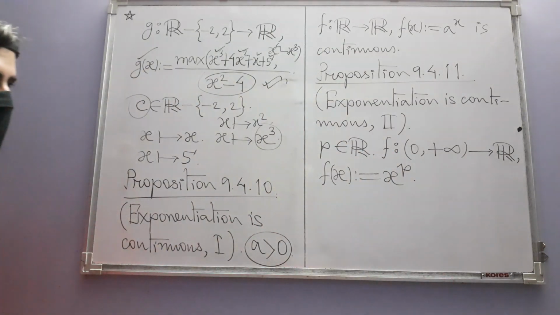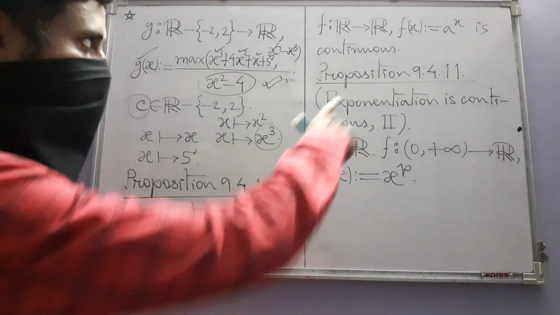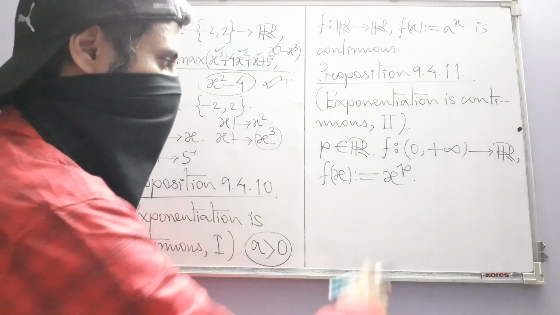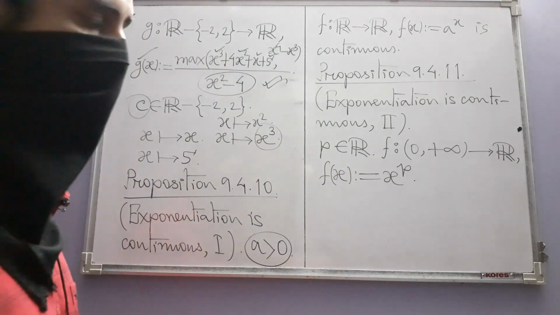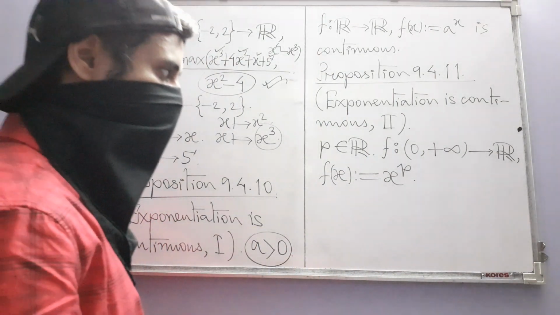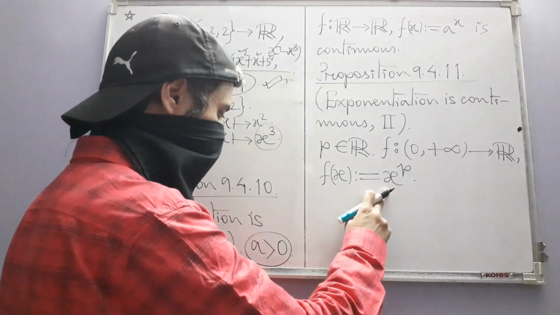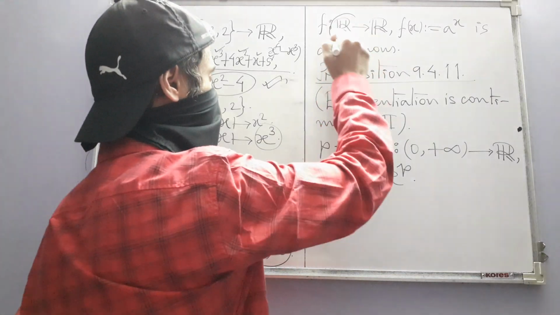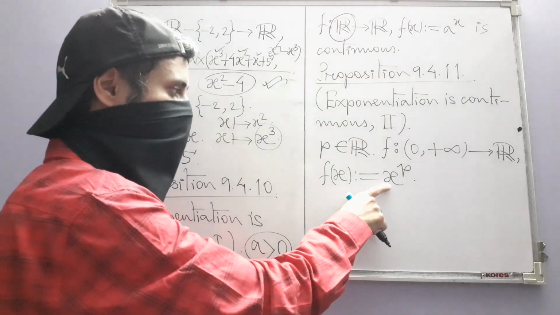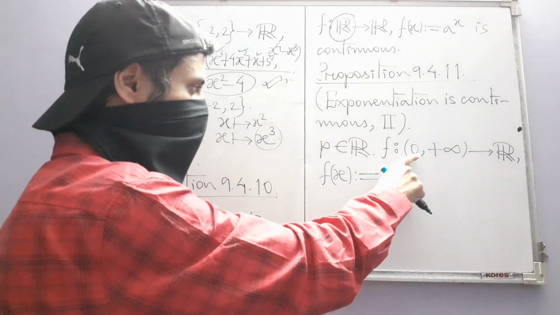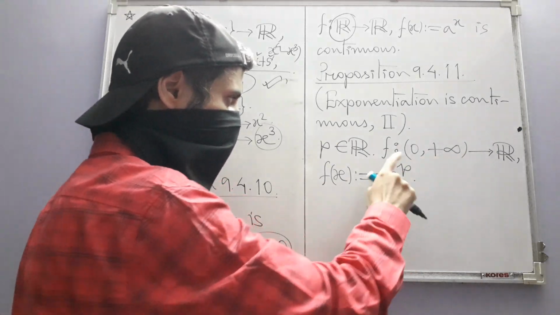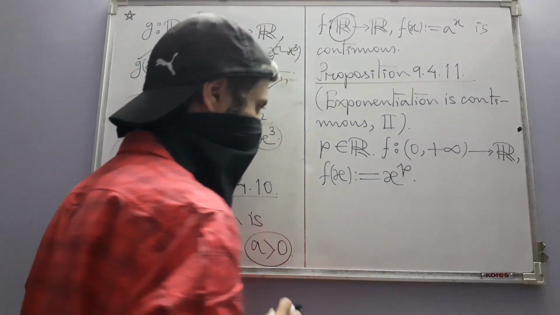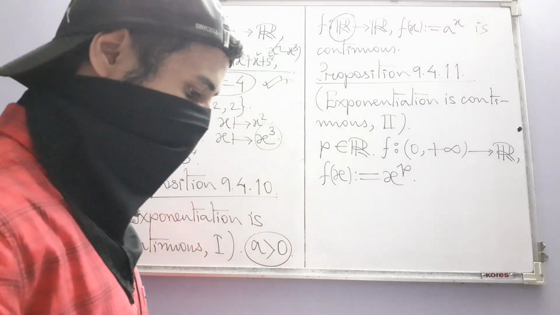Now this is the other exponential function. You can see the difference. Here the exponent is the variable, but here the base is the variable. But it does not matter which one is the variable, the base has to be positive. So here, because we can take any exponent, that's why the domain is R. But here the base itself is the variable, so we have to restrict it to the positive side. This is also continuous, and we will prove it in the fourth exercise.